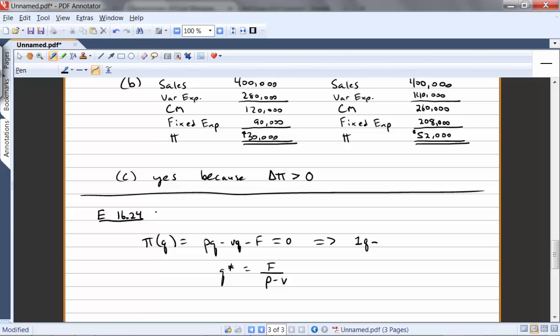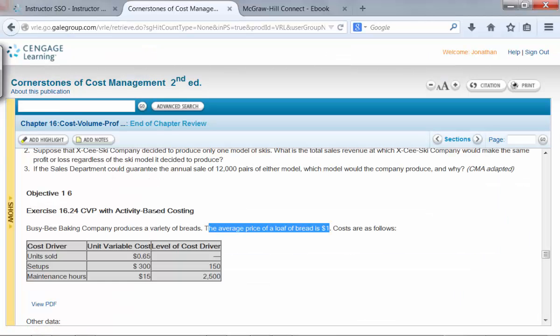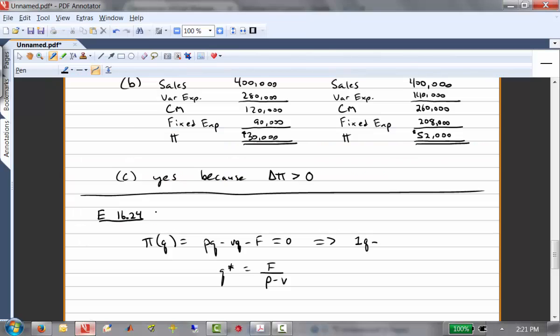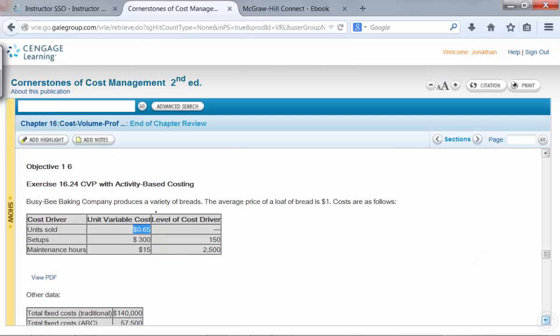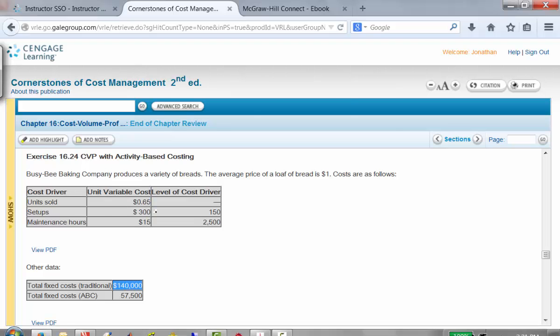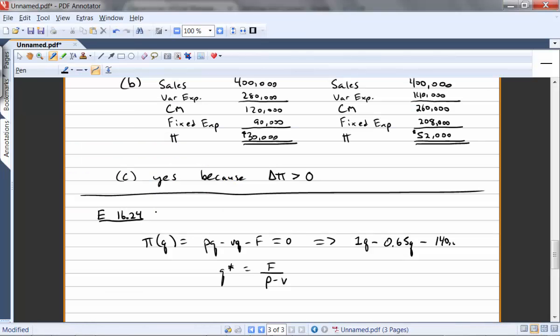So 1 times Q minus, what are the variable expenses per loaf of bread? Well, using the traditional analysis, we ignore the activity costs. We just look at the 65 cents per loaf. And then we subtract the fixed costs, which under the traditional method were 140,000. So there's our profit equation. We set it equal to 0, solve for Q. We're going to find that if we take 1Q minus 0.65Q, that's 0.35Q, equals 140,000, and Q, we'll call it Q star, equals 140,000 over 0.35.